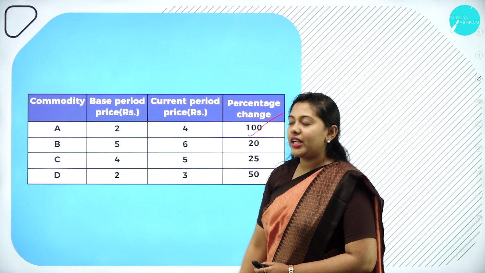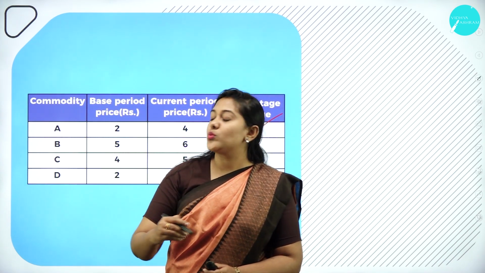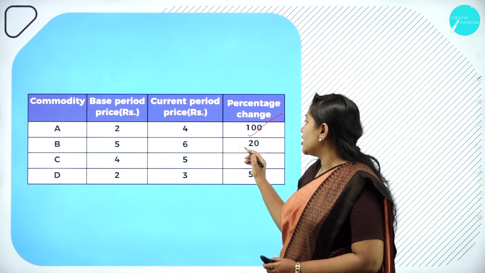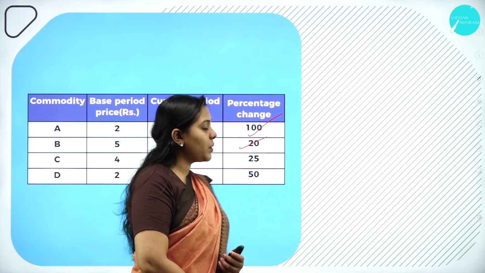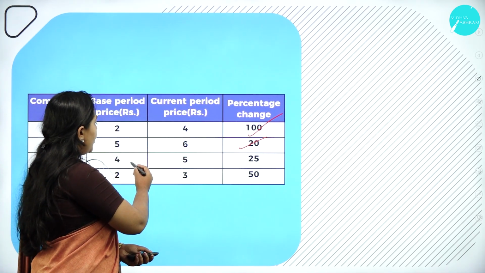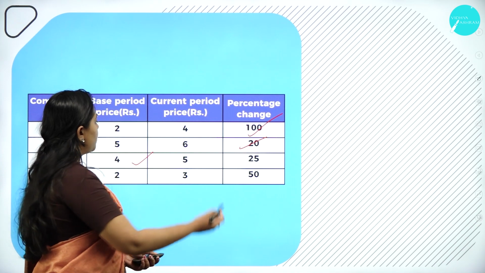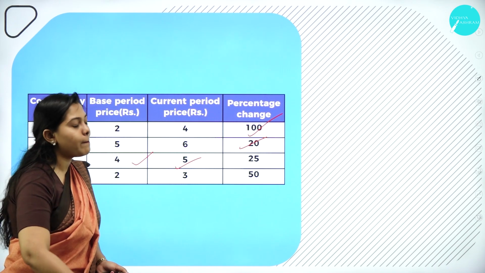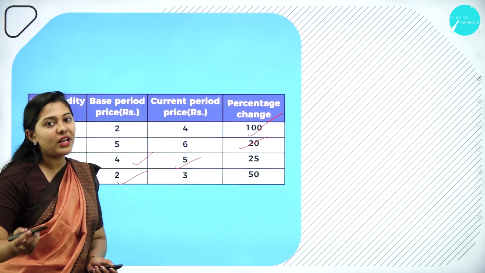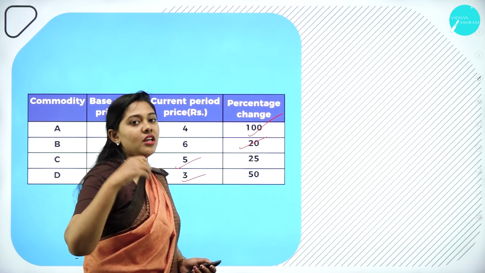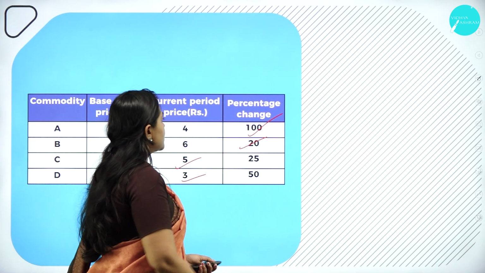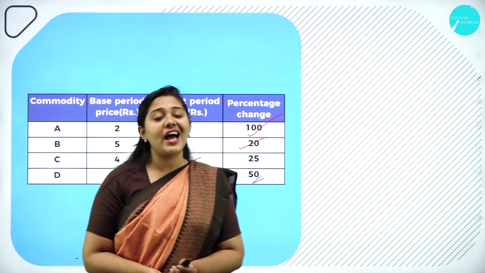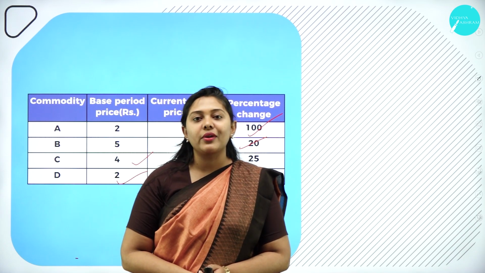When it comes to commodity B, the base period price was rupees 5 and it has increased to rupees 6 in the current period. So a 20% change has happened. In commodity C, 4 rupees is the base period price. It has increased to 5 rupees, a 25% increase. And for commodity D, the base period price is 2 rupees and the current period price is 3 rupees. So it is a 50% change that we can see from the base period to the current period. The trend has changed.